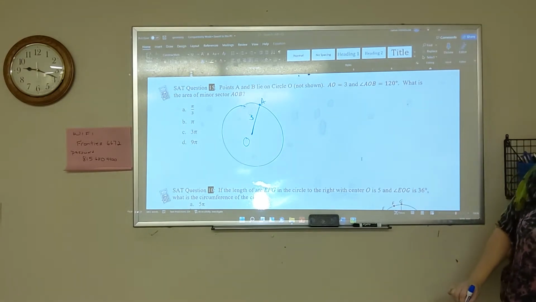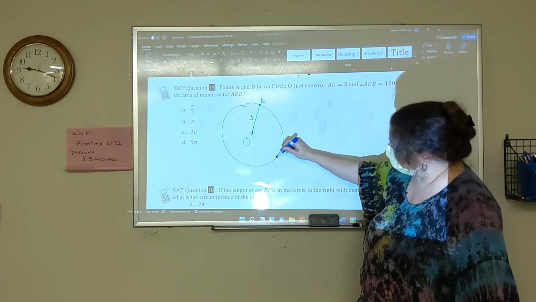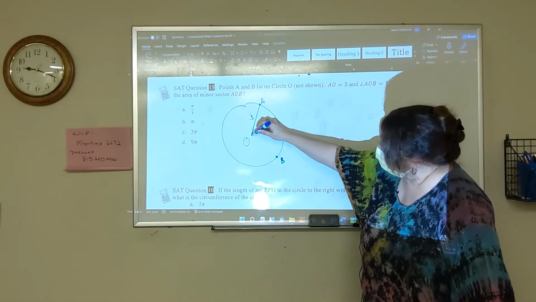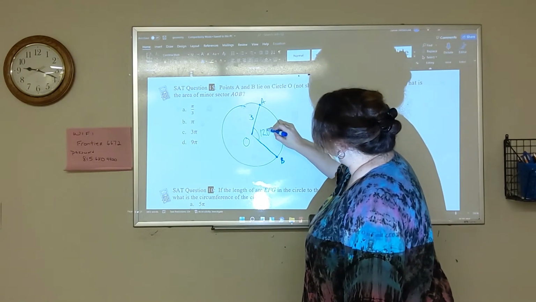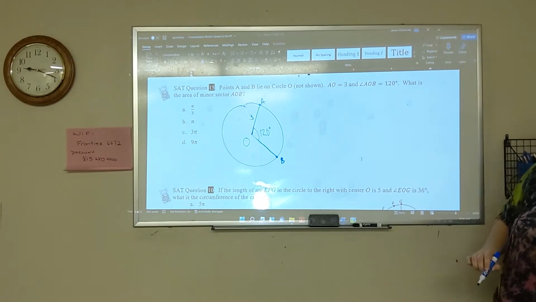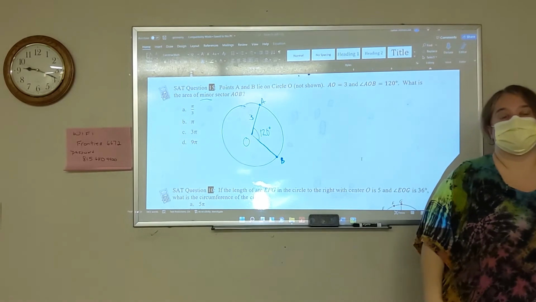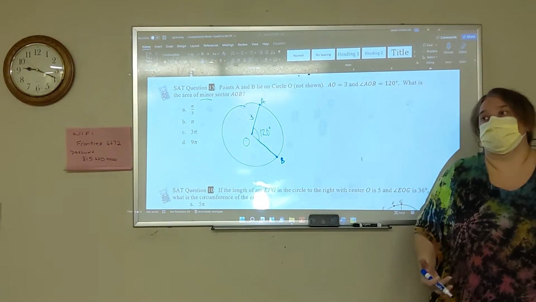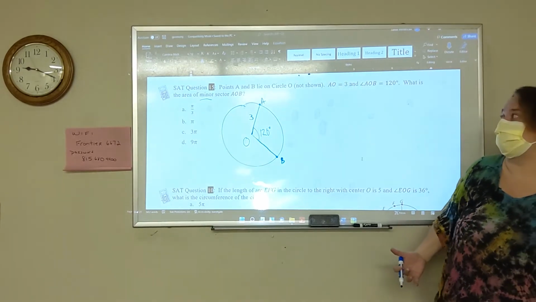Angle AOB is 120. That kind of tells me where to put B. B is going to be somewhere down here, and we're just going to estimate that angle and say that's 120 degrees. What is the area of minor sector AOB? Don't get caught up on this word minor. A minor sector just means it's under 180 degrees. A major means it's over. But we don't really care. It doesn't enter into our calculations in any way, shape, or form.